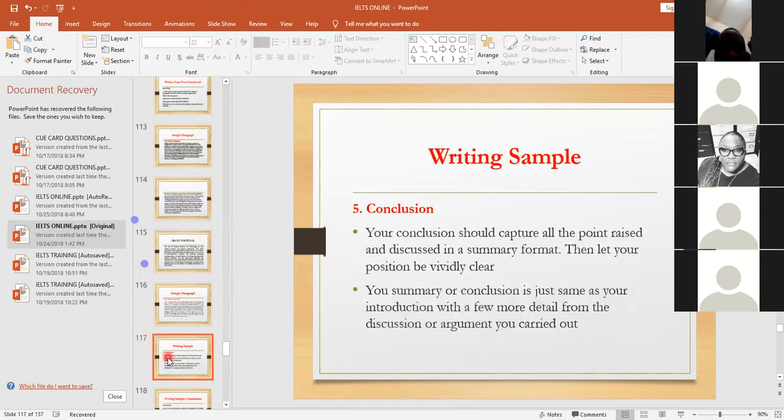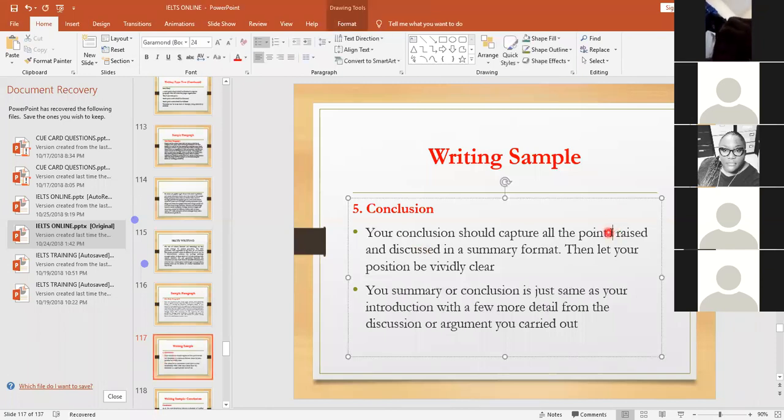I said the conclusion should recapture all the points raised and discussed in a summary format. Then let your position be vividly clear, that is, if you are taking a side. I also highlighted that your summary or conclusion is just the same as your introduction, with a few more details from the discussion or arguments you carried out. So now your conclusion should be a rewrite of your introduction.